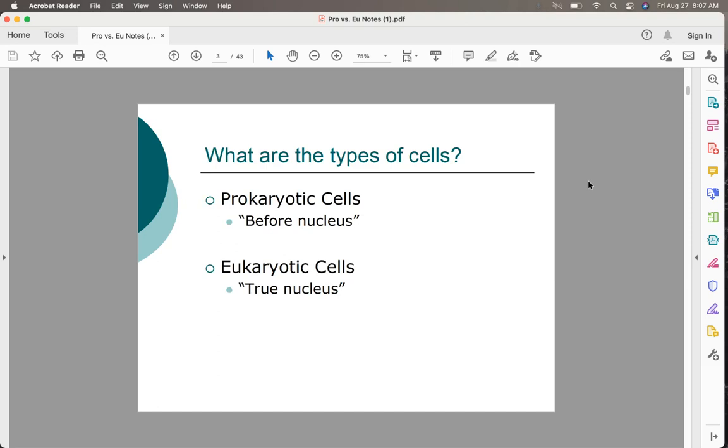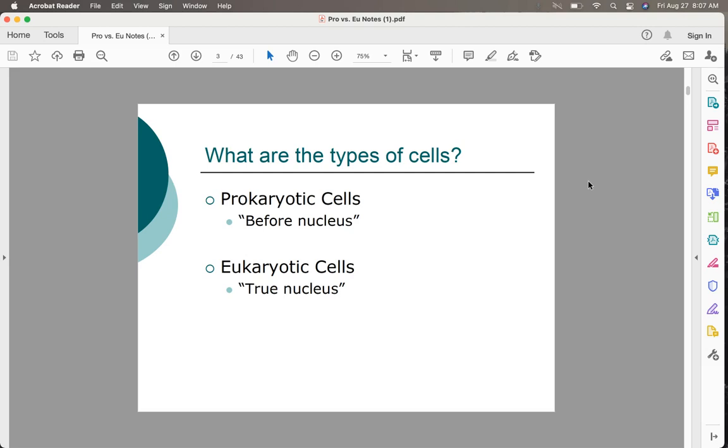So there's two main types of cells, and we've been talking about this in class. But the two main types of cells are prokaryotic cells or eukaryotic cells. So everything that's alive and made of cells contains one of these cell types. There's no other types. It's either a prokaryote or it's a eukaryote.